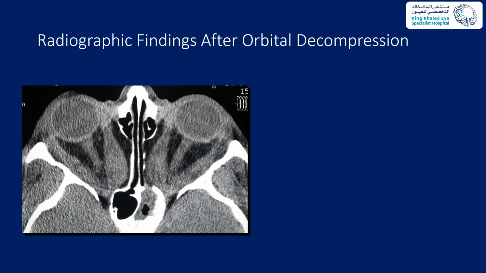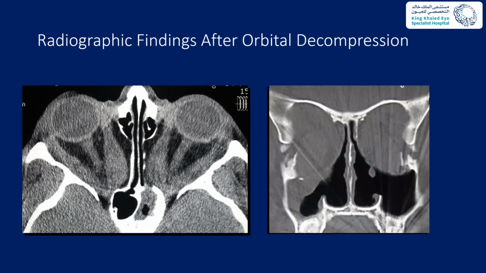And what are the radiographic findings after orbital decompression? You may see, first in the photo on the left, the shift in position of the medial rectus muscles after orbital wall decompression. And in the photo on the right, you see asymmetric herniation of orbital contents after medial and inferior orbital wall decompression. Leaving the floor strut intact reduces the risk of a secondary strabismus with inferior wall decompression.